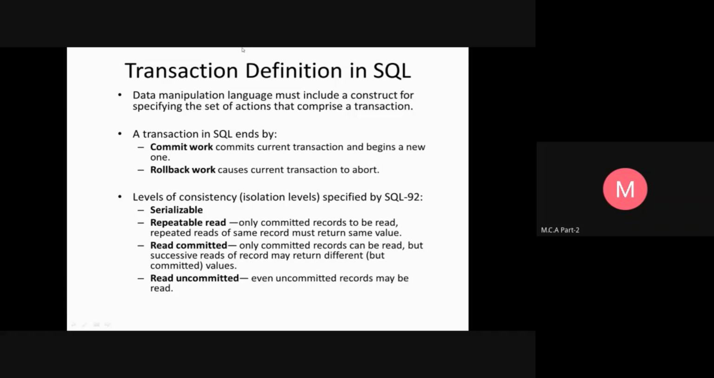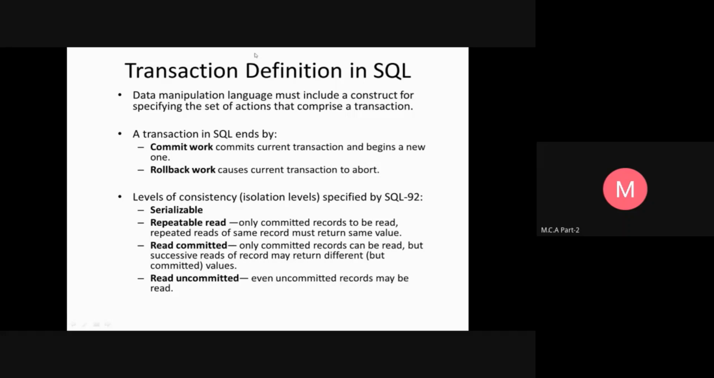The next is repeatable read, where only committed records can be read, and repeated reads of the same record must always return the same value. So repeatable read allows only committed data to be read, and it further requires that between two reads of a data item by the same transaction, no other transaction is allowed to update that data value.